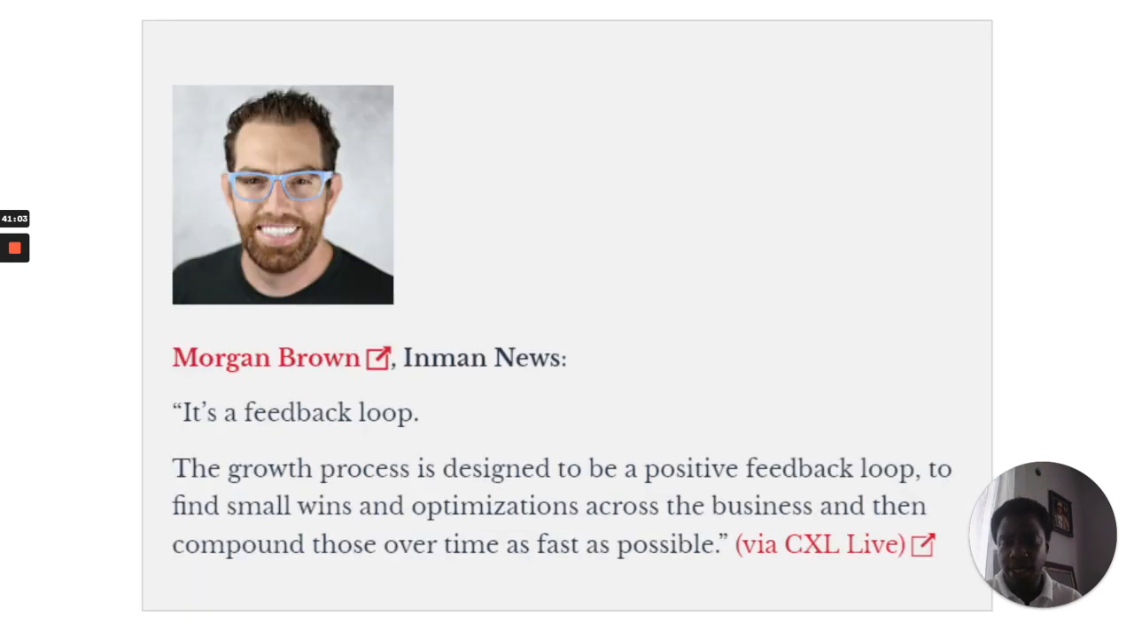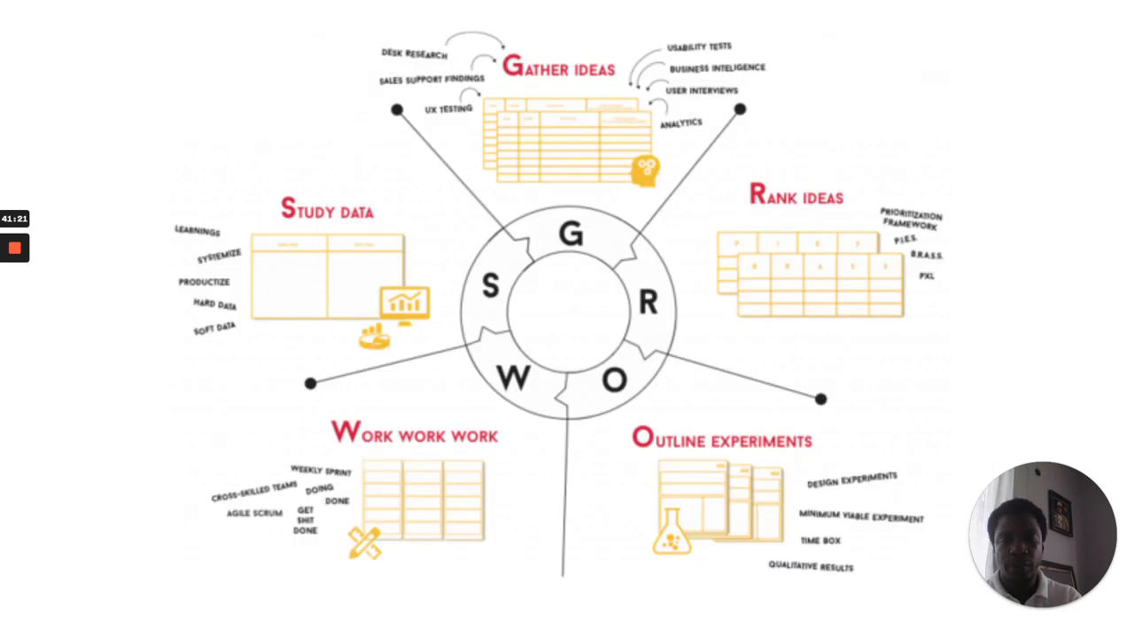Morgan Brown says this. He said, it's a feedback loop. The growth process is designed to be a positive feedback loop to find small wins, not a major arc. Small wins and optimization across the business, and then compound those over time as fast as possible. So that is how we outline our experiments.